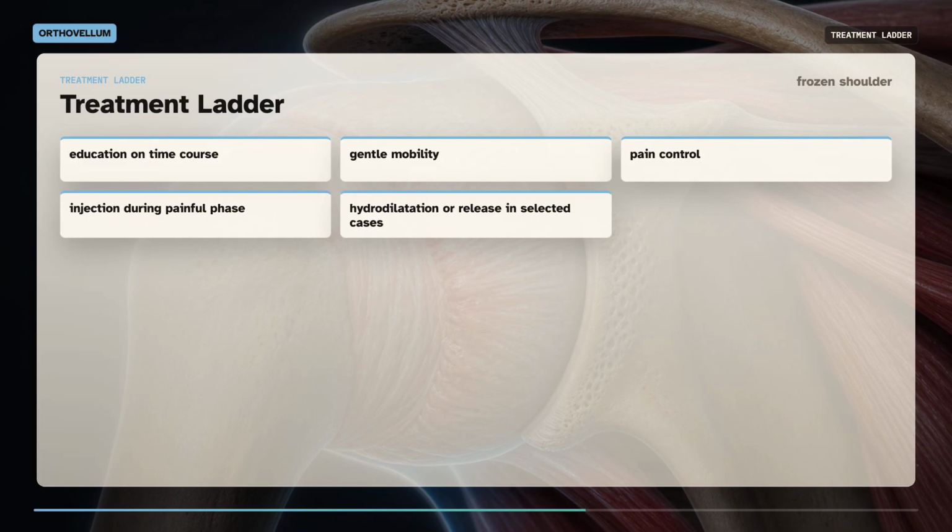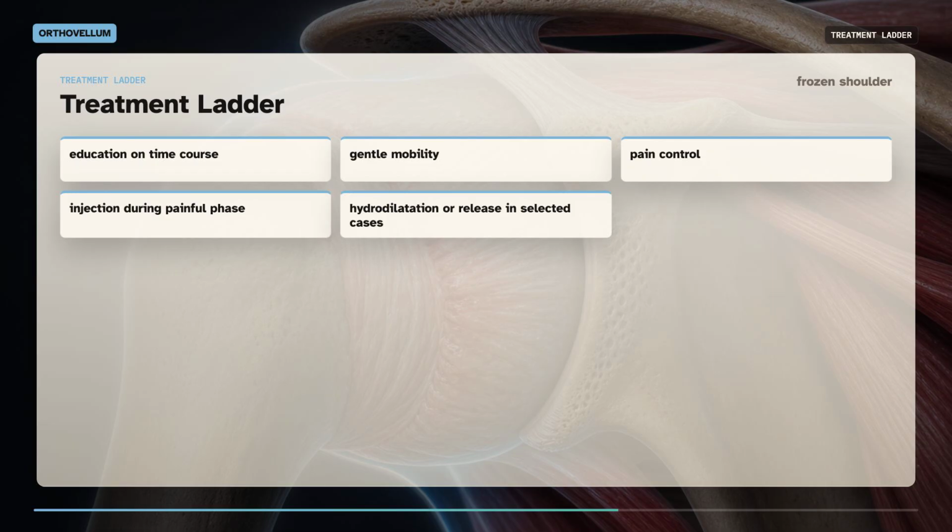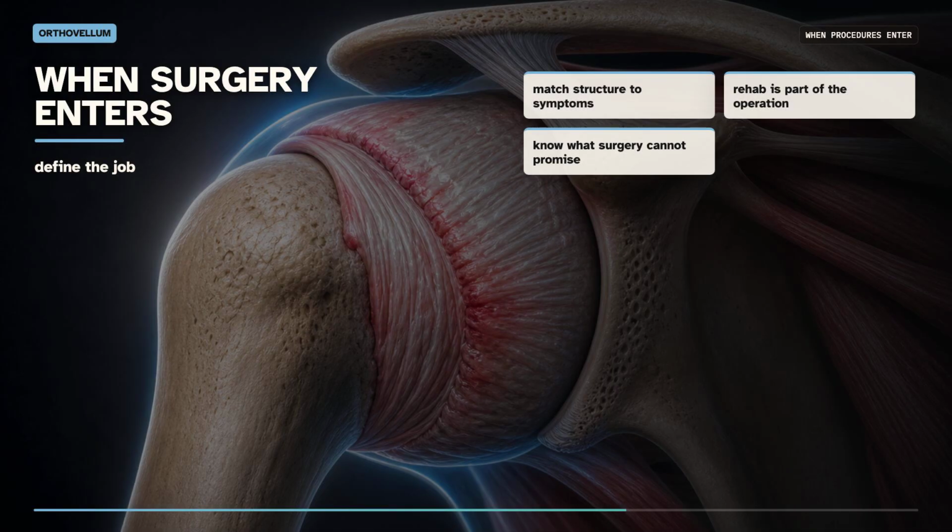A good non-operative plan has a dose, a time frame, and a review point. Without those three, the patient is just being told to wait. Failure of treatment should also be defined honestly. Is pain unchanged, function worse, strength not returning, or the diagnosis probably wrong? Those are different problems. When surgery enters the conversation, the question becomes, is there a structural problem that matches the symptoms and has not responded to sensible care?